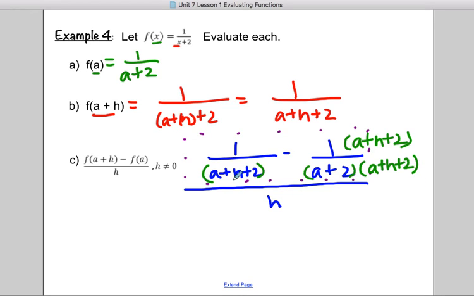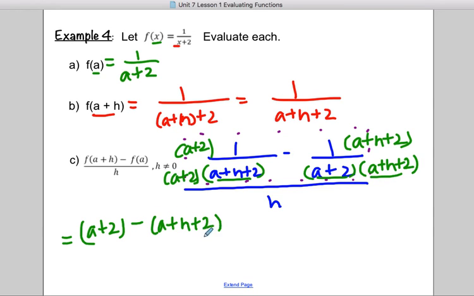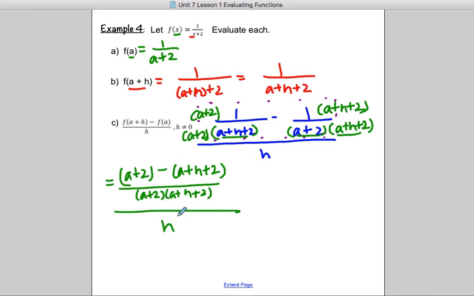Then if I look at my left-hand side, to make them look the same, this has an a plus h plus 2, and so does this, but this side has an a plus 2 and this one doesn't. So a plus 2 to the top and the bottom. Now that I have a common denominator, the denominator stays the same, and my numerators I can write as 1. So this will equal a plus 2 minus a plus h plus 2, all over my common denominator, which is a plus 2 and a plus h plus 2, and then don't forget all over the h.